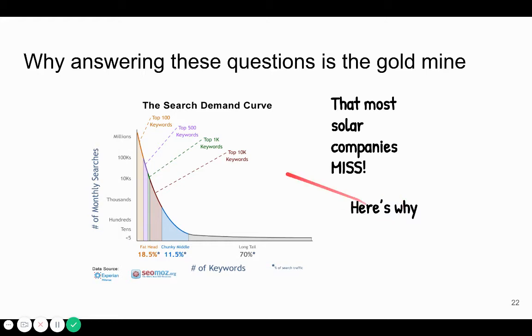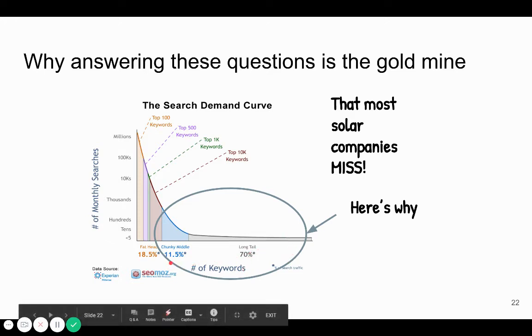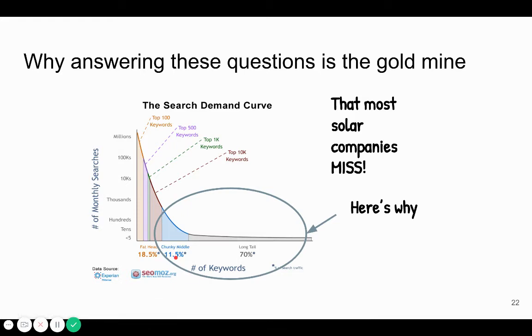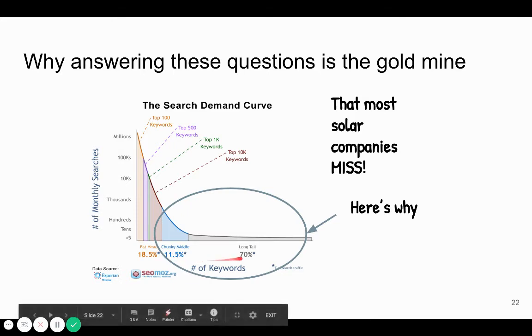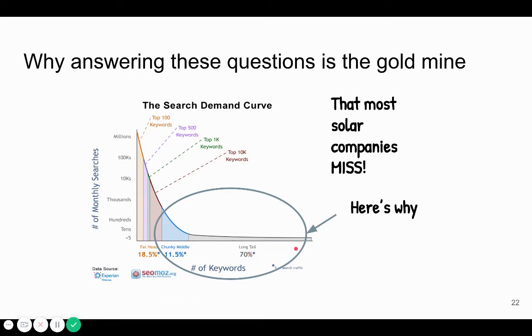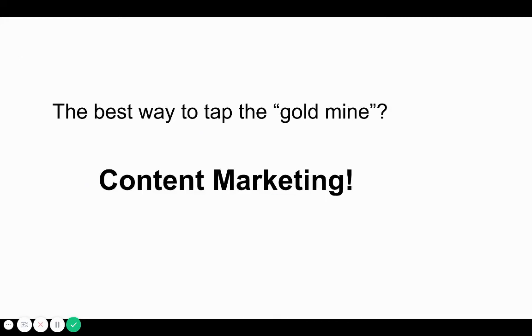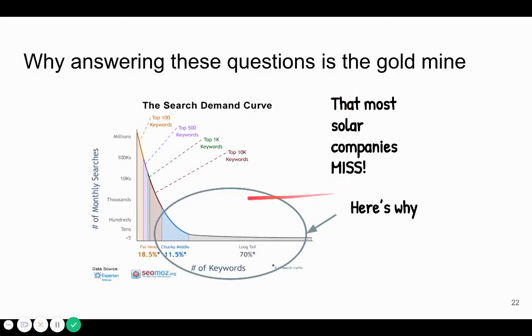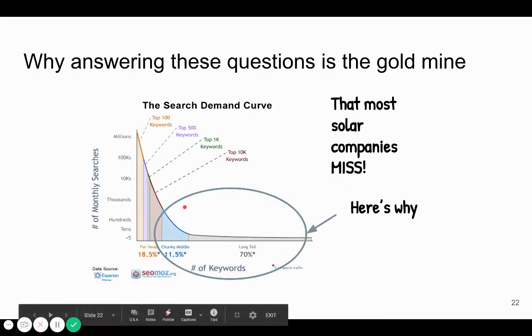And here's why, because the majority of the searches, 70%, well, more than 70, so including the chunky middle, that's about 80%. That's well more than 80% of searches aren't really directly about a service or product. It's more like they are doing research, trying to see whether it's good to go solar, or trying to verify what the solar sales rep is saying. So what's the best method to tap into this section?